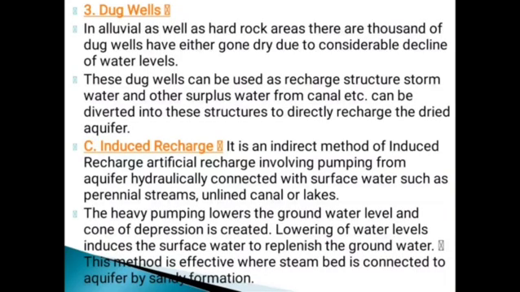Next one, induced recharge. Induced recharge is an indirect method of artificial recharge involving pumping from an aquifer hydraulically connected with surface water such as perennial streams, unlined canals or lakes. The heavy pumping lowers the groundwater level and a cone of depression is created. Lowering of water level induces the surface water to replenish the groundwater. This method is effective where the stream bed is connected to the aquifer by sandy formation.